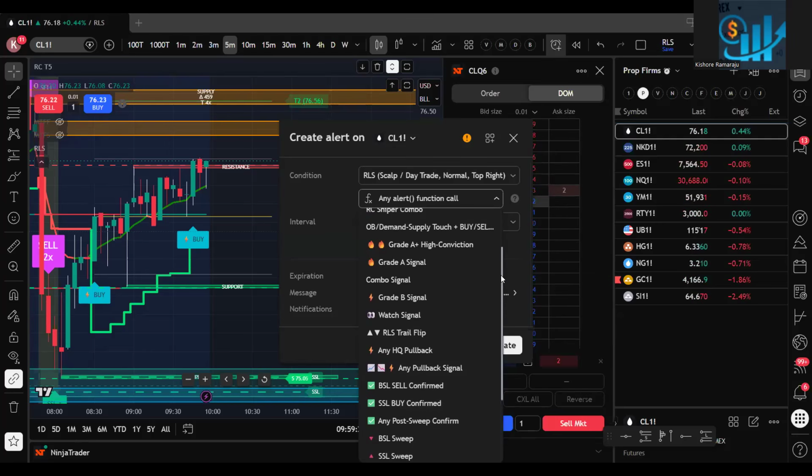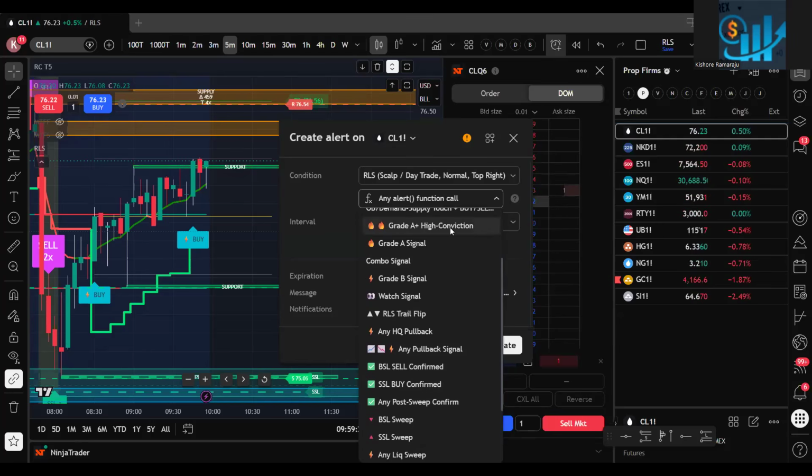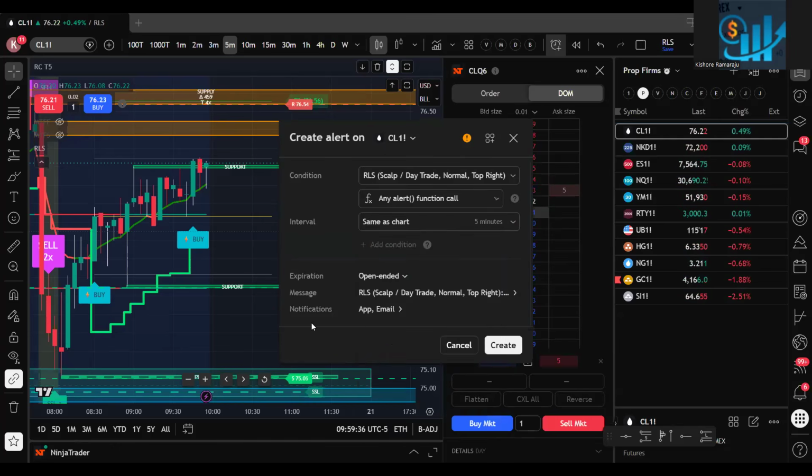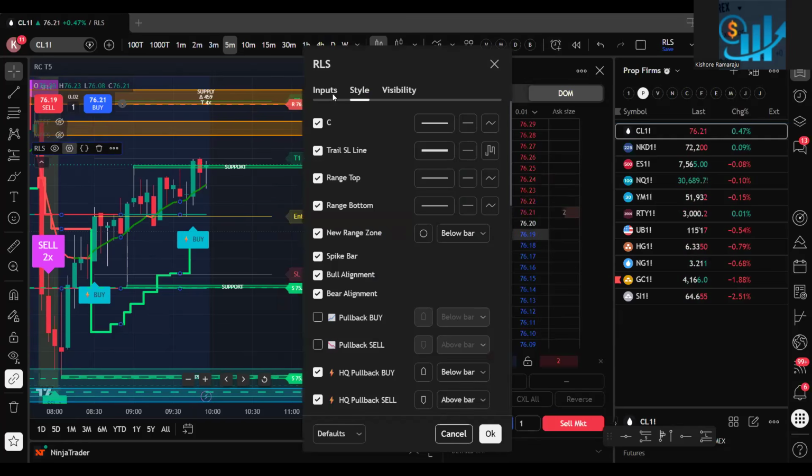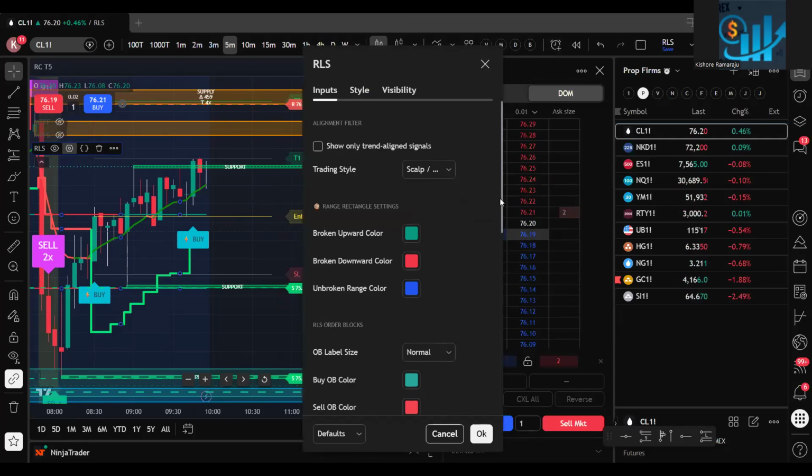Or you can do grade A high conviction, but it will be a little late. You want to get much earlier, these are best. Otherwise, this one, the next one is this one, like that. So we are doing a liquidity sweep using those. There is also a dashboard. If you want, you can select.